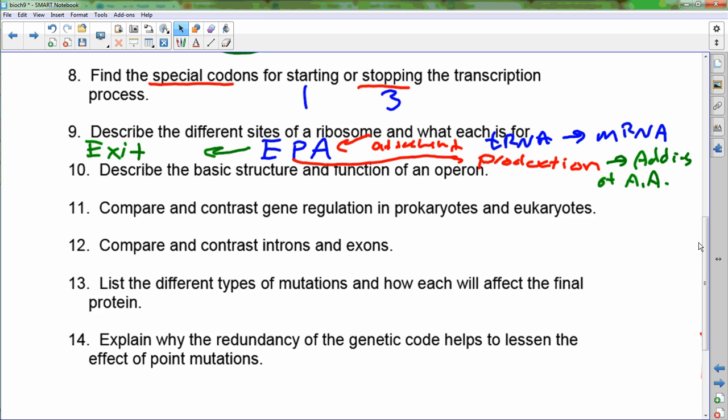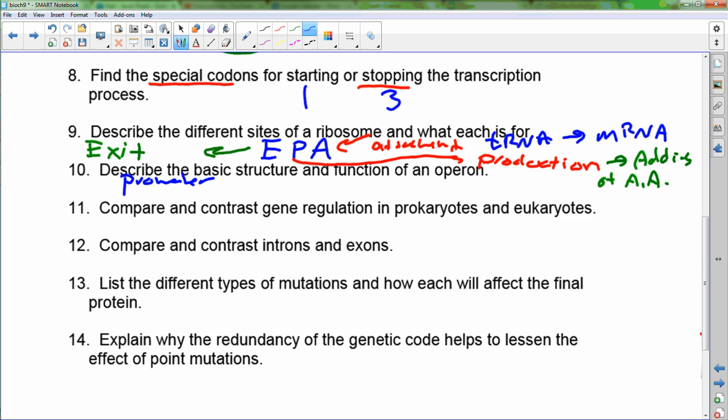Okay, number 10 says you should be able to describe the basic structure and function of an operon. This, remember, only in bacteria. Right? It's a simple way of gene regulation. So we have the start sequence, which is called the promoter. That's the word that I'm looking for. Promoter. Okay, the place where the thing is actually going to start.